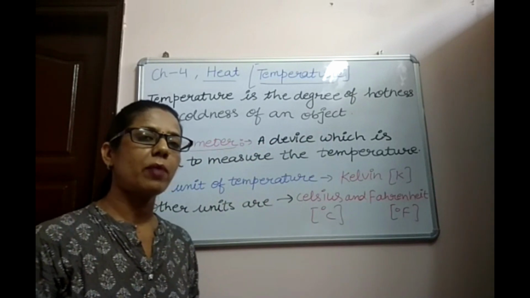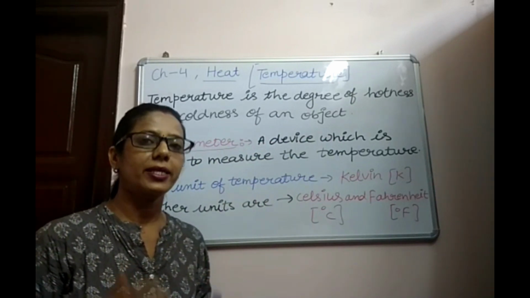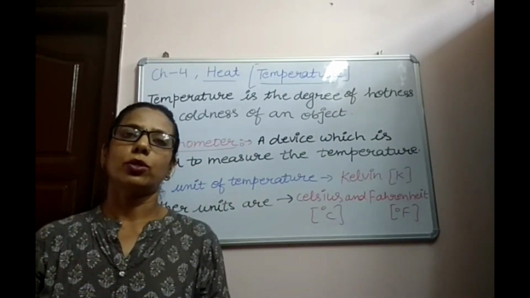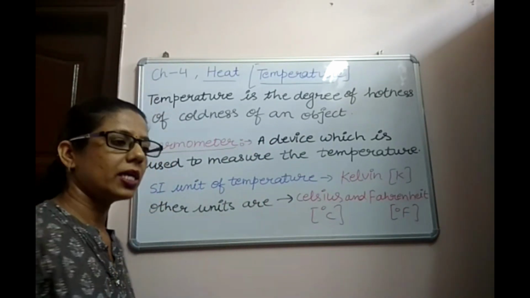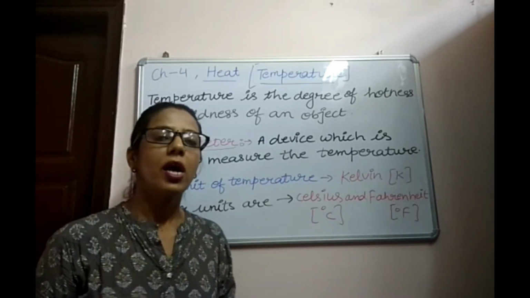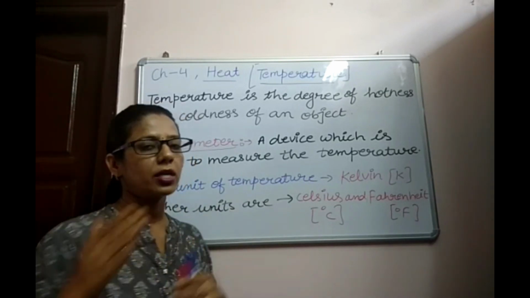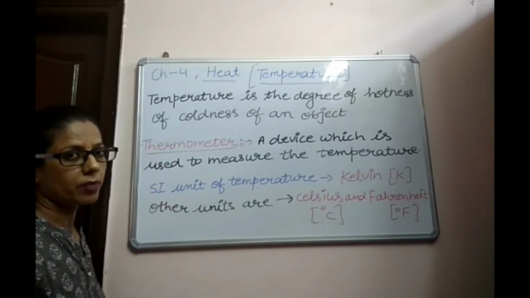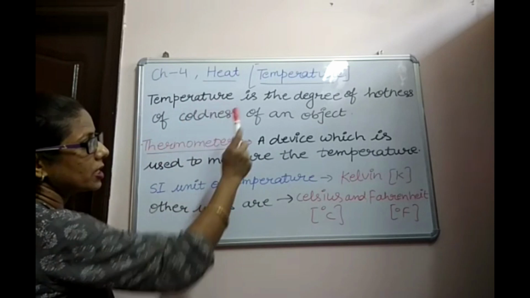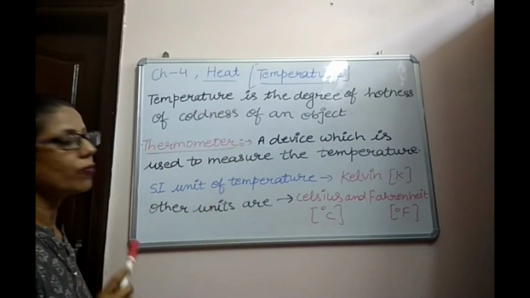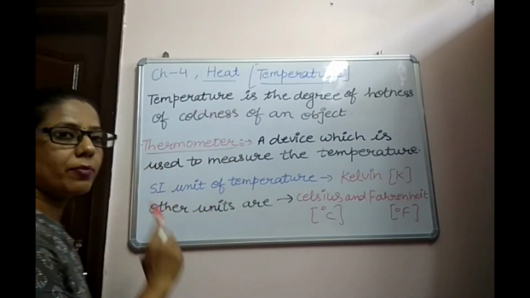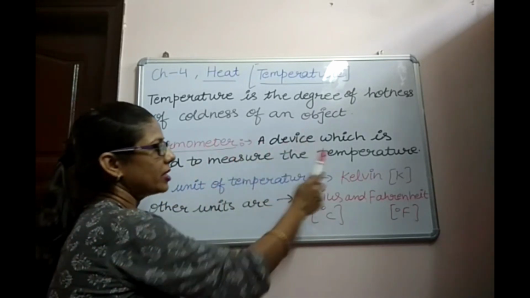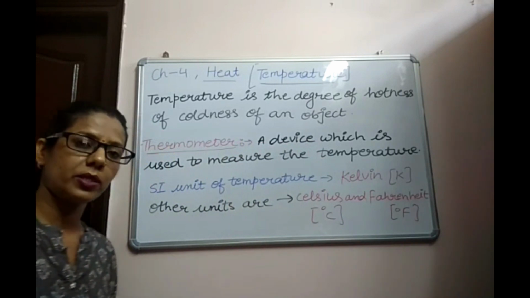By using the thermometer, we can measure the exact temperature of a hotter object and of a colder object, and we can say this is hot and this is cold, and also that this is hotter than the other object. So temperature is the degree of hotness and coldness of any object, and we can measure it by using a thermometer.